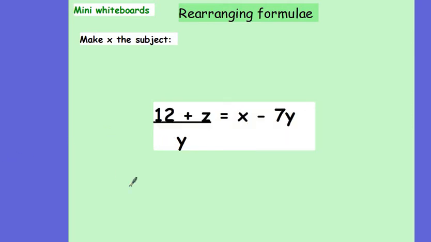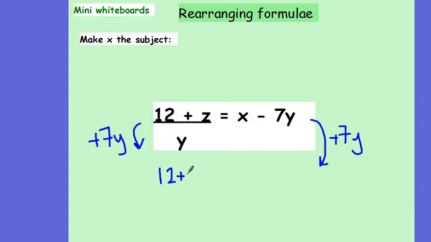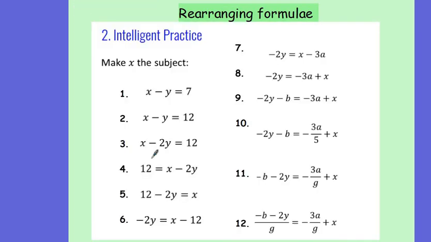One more for me, Year 9. Pause the video, have a little think about this one. Exactly the same process. We're adding 7y to both sides. You get 12 plus z divided by y plus 7y equals x. Well done if you got that one right. That one was tricky. Over to you, Year 9.